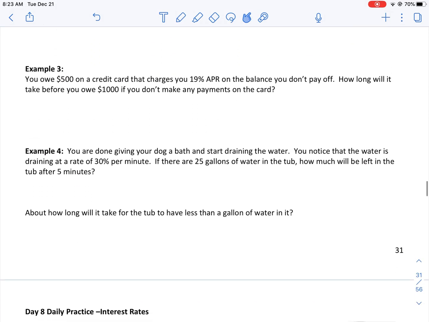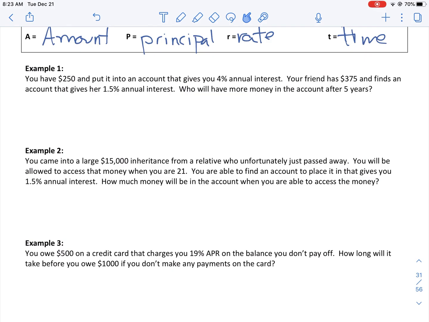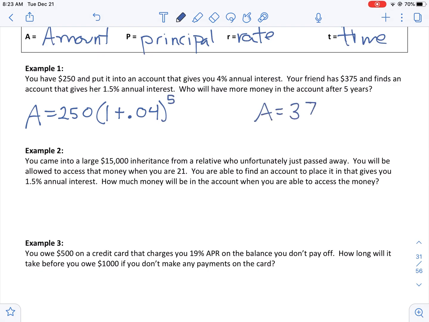So if we take a look at a couple of these here, you have $250 in an account that gives you an annual interest rate of 4%. Your friend has $375 and finds her interest rate is 1.5%. Who will have more after 5 years? So your amount, you start with $250 times 1 plus 0.04 to the 5. And then our other one, we start with 375 times 1 plus 0.015 to the 5. And you'd calculate out and see which one is more there.